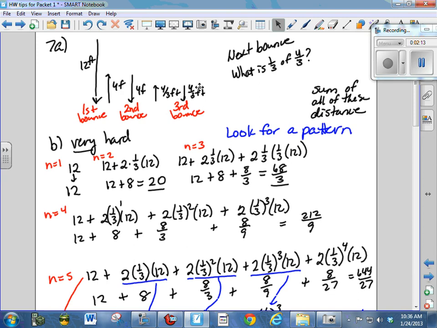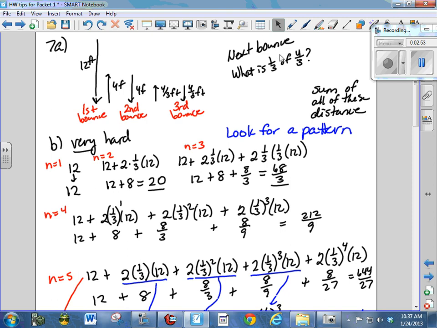The next problem I want to talk about is the most difficult problem on the packet, which is problem number 7. In problem number 7, you have a ball bouncing up and down. You drop it from 12 feet. It bounces up 1/3 of the height, which is 4. Then it goes down and hits the ground again. So notice it's gone down 12, up 4, down 4, for a total of 20 feet at the second bounce. Then it goes up 1/3 of the previous height, so now we're at 4/3 feet, and then down 4/3 feet. So now you're adding all 5 of those distances together to get the total distance at the third bounce.